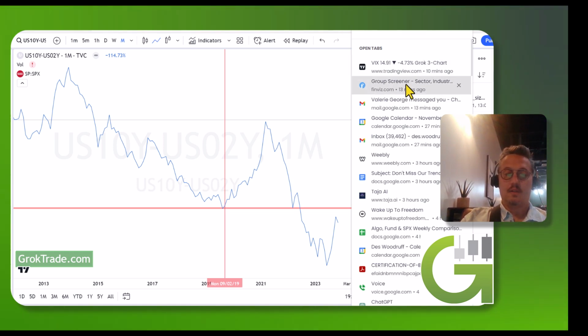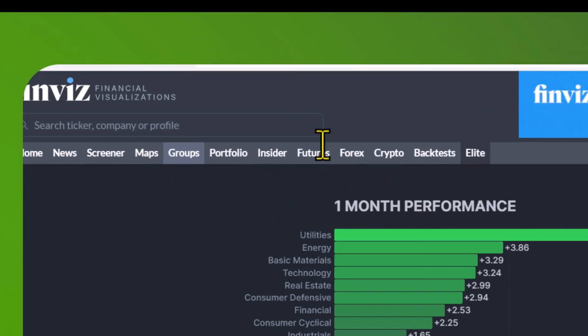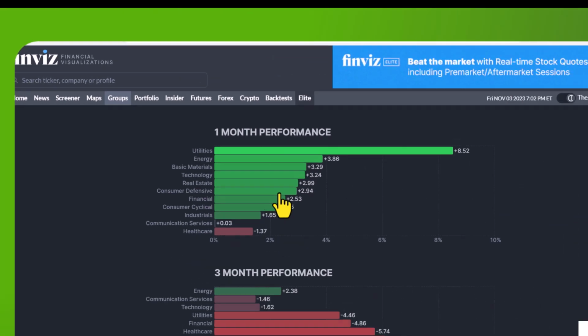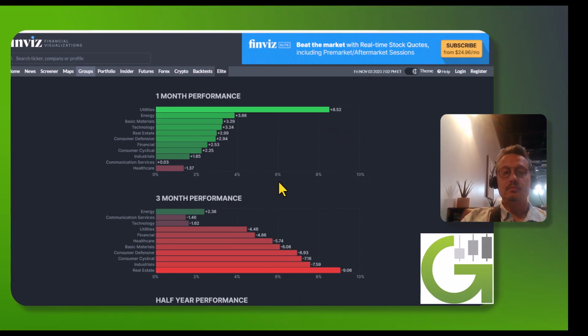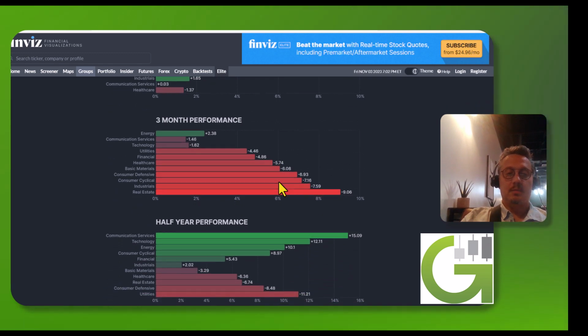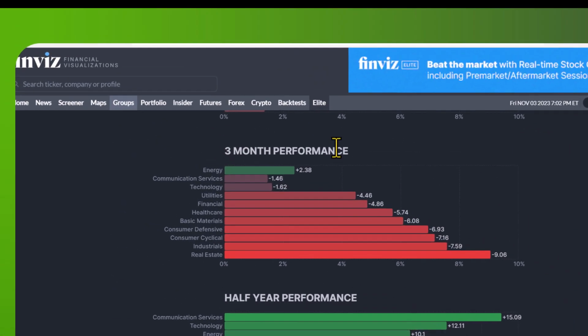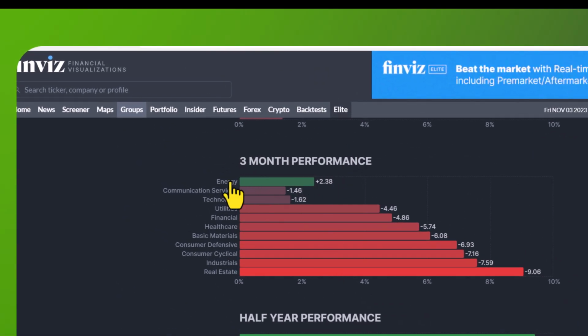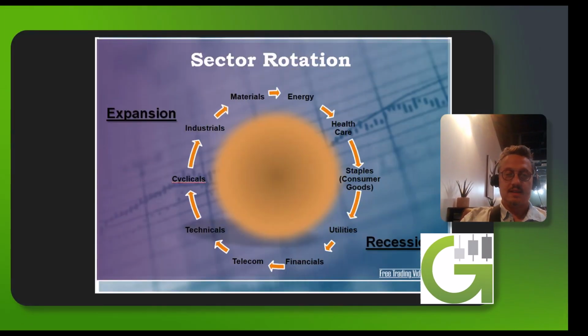So the question is, where do we see the markets' rotation, the sector strength? Well, I like to go to FinViz. If you go to FinViz, click on groups. When you click on groups, you get this information. And if you scroll down to the 3 months performance, there's only one in green. What is that? Energy. So again, the reason I say energy is because when energy gets hot, that is the beginning of a recessionary drop. That's if technicals and financials start to soften.